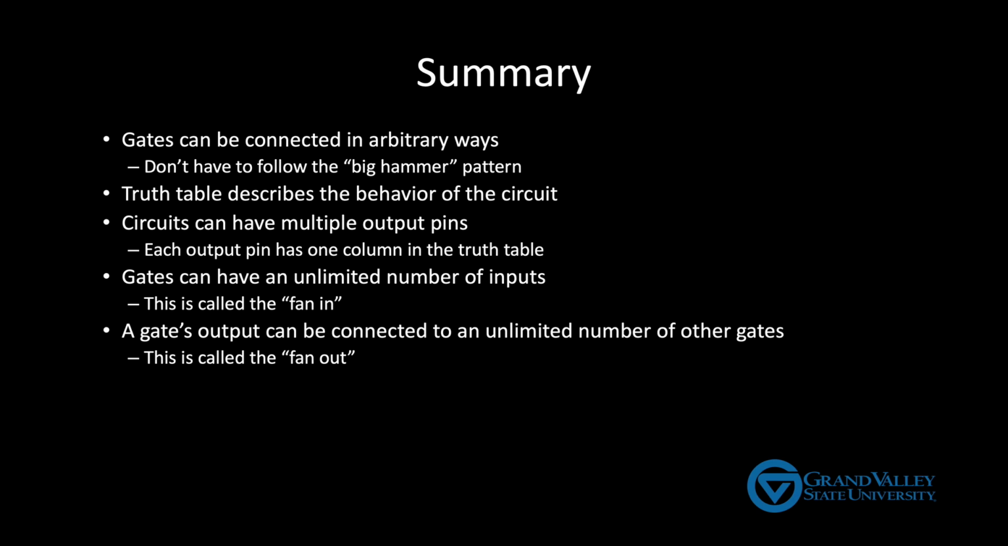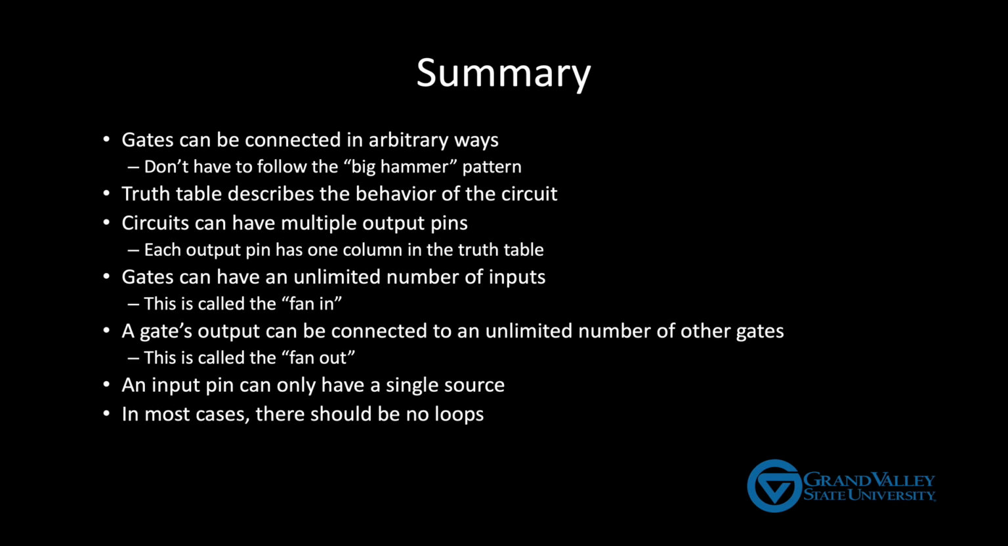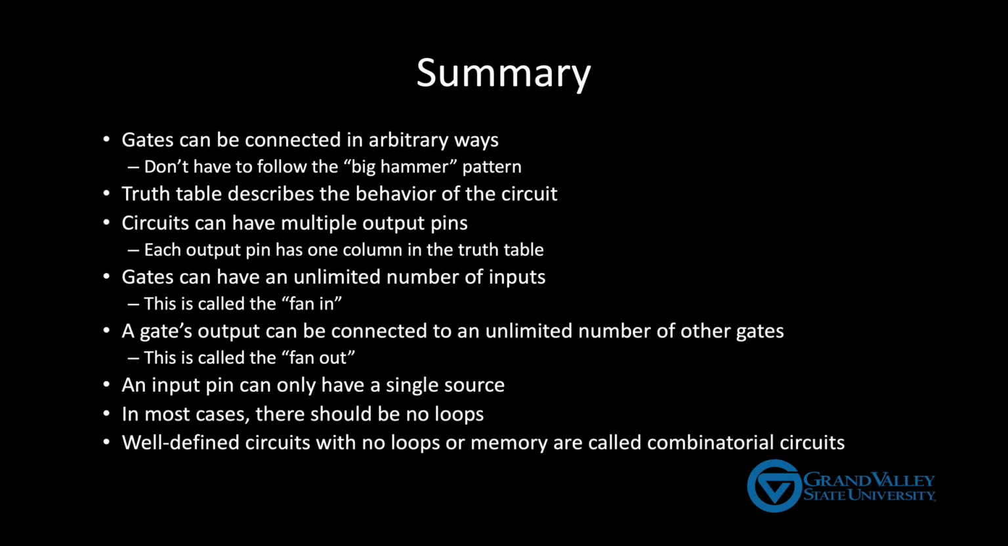There are some practical limits when you're physically building the circuit, but from a theoretical standpoint, these numbers are both unlimited. But even though a gate like an AND gate or an OR gate can have multiple input pins, any individual pin can only take a signal from one source. We don't want any conflicting signals coming in. And for the most part, circuits shouldn't have any loops. When you're building a well-defined circuit with no loops or no other way of having memory, we call that a combinatorial circuit. Those are the key facts that might show up on a homework or an exam.